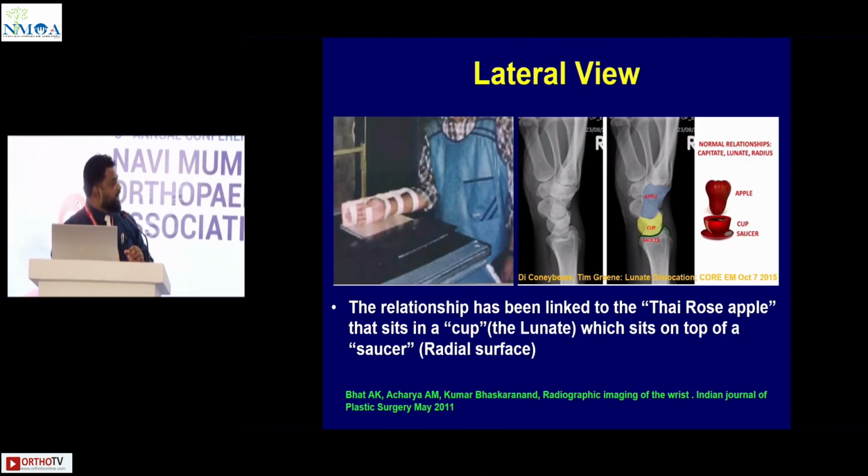Now let us come to the lateral view. Again, the position has to be very definite and particular. The lateral view is mostly seen with the collinear relationship between the capitate, the lunate and the radius. This relationship has been likened to a rose apple fruit, the capitate, that sits in the cup made up of the lunate, which on top sits on the saucer of the radial surface.